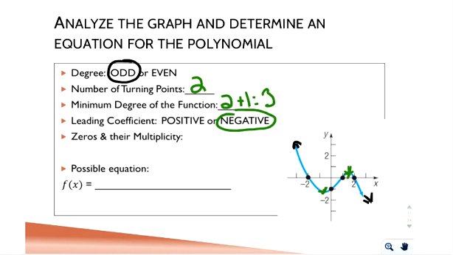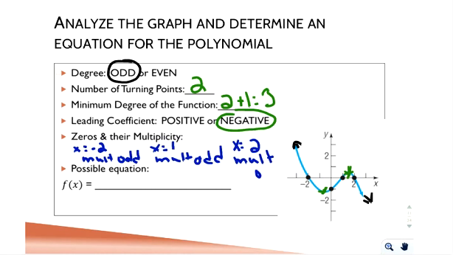Okay. Now for the zeros and their multiplicity, let's see. Negative 2 is an x-intercept. And the graph crosses there, so the multiplicity must be odd. 1 is an x-intercept. It crosses, the multiplicity must be odd. And 2 is an x-intercept. And again, the multiplicity must be odd. And how do I know that? Because it crosses. Now, it could be any odd number. It could be 1, it could be 3, it could be 5.